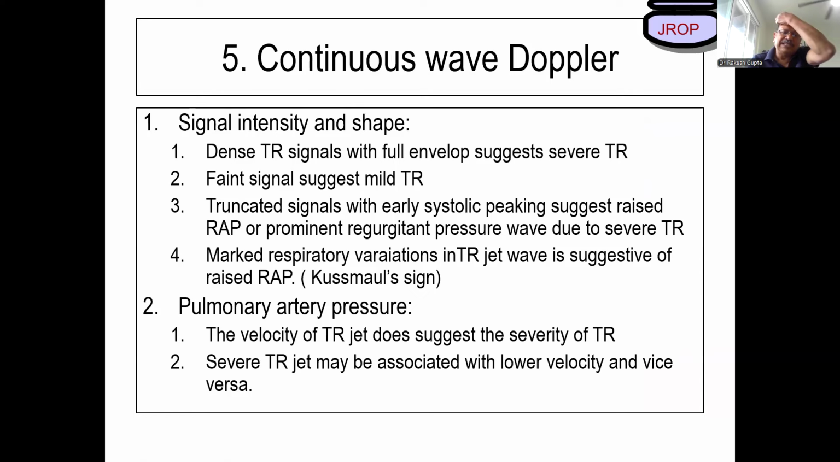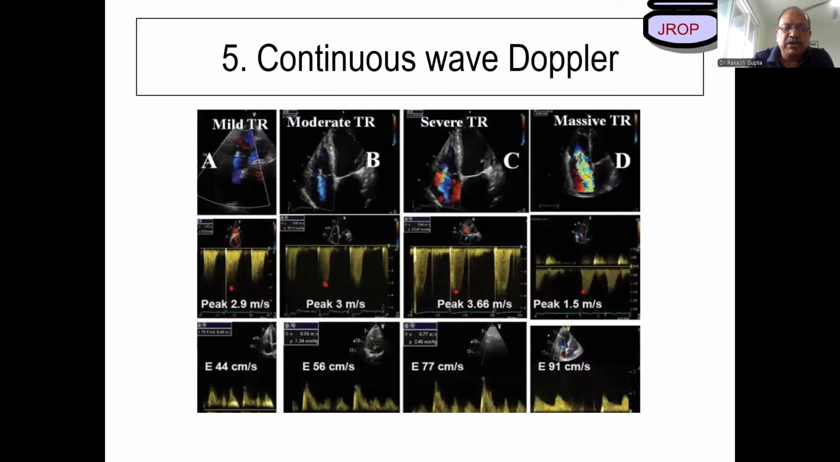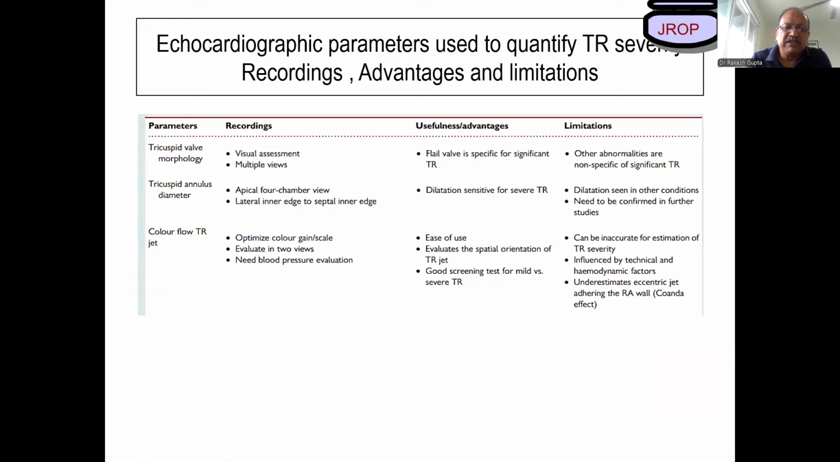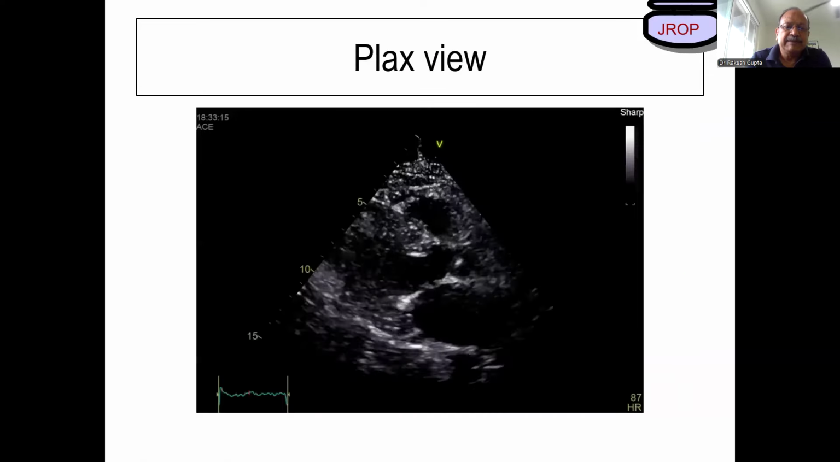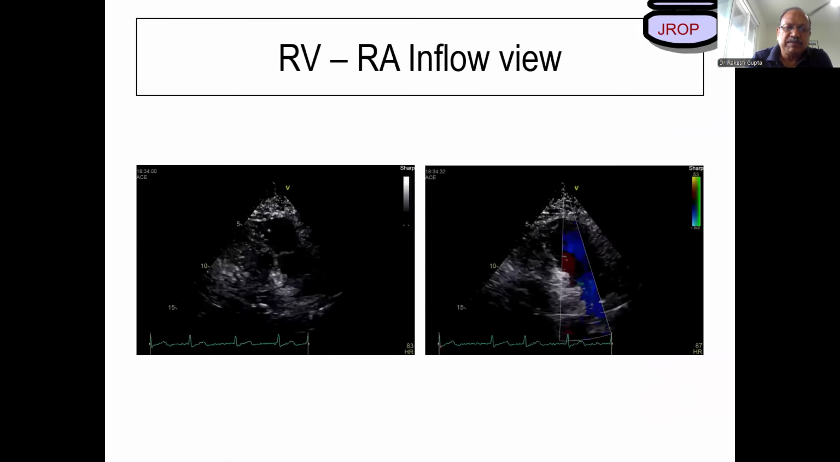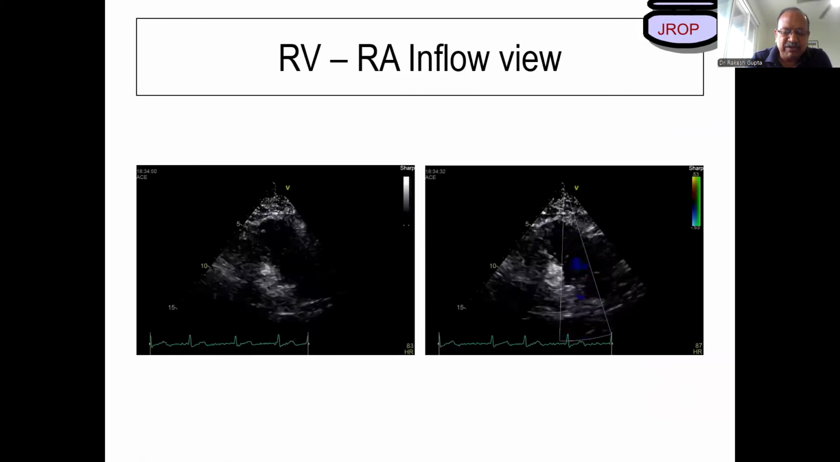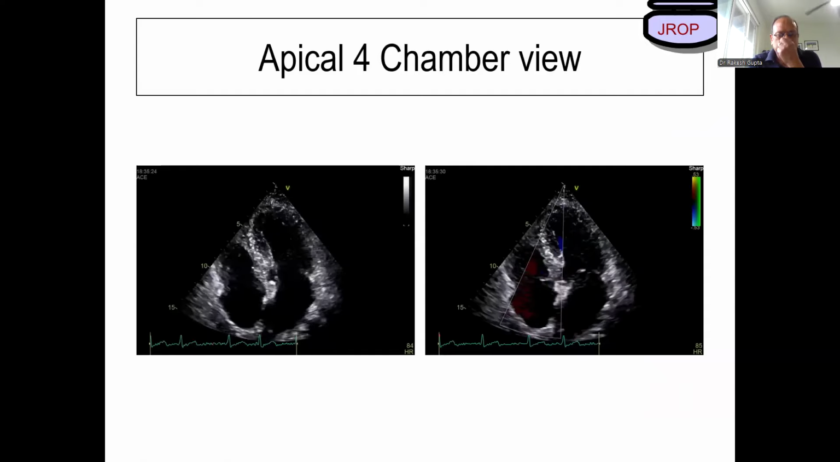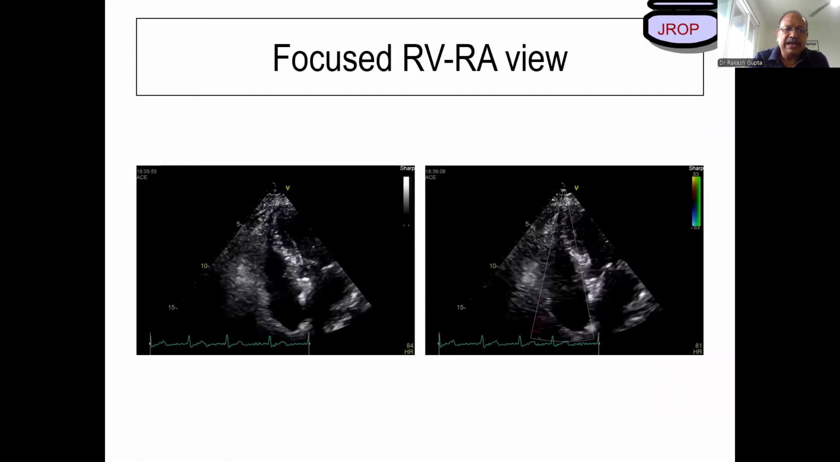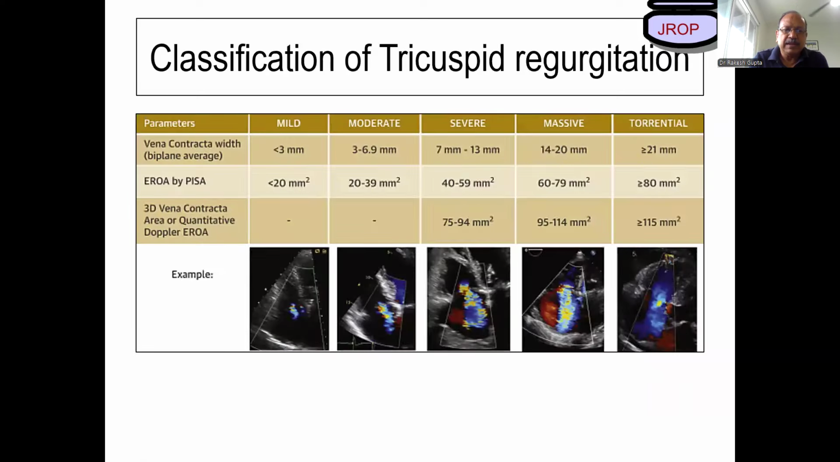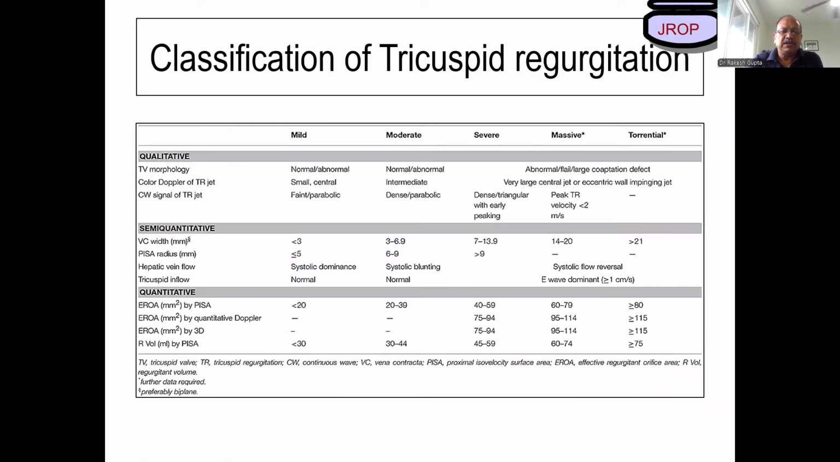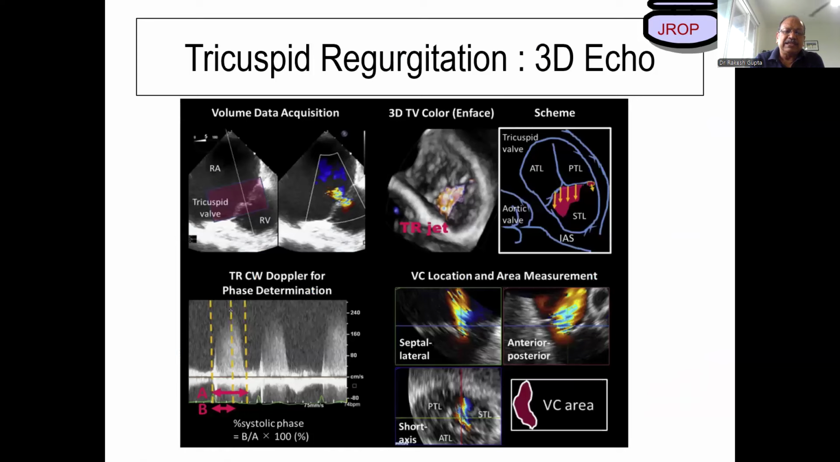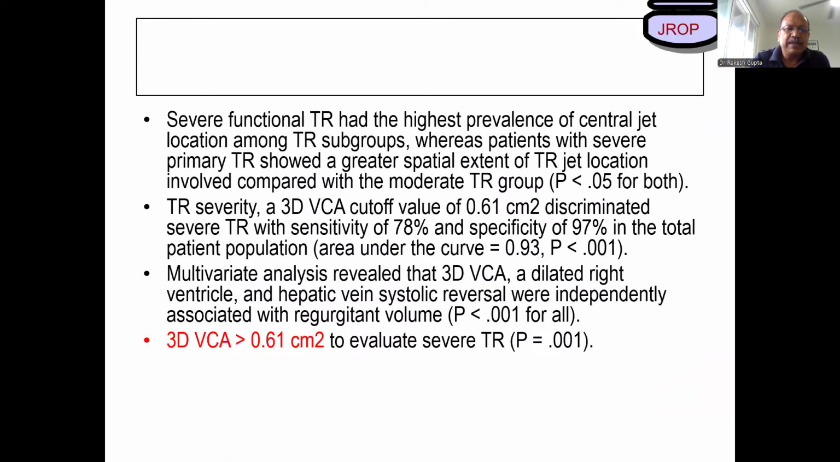Finally, continuous wave Doppler: dense signal of TR jet velocity and raised pulmonary artery pressure are significant of tricuspid regurgitation. The 5 windows we look at are: parasternal short axis RV inflow view, then parasternal short axis view at aorta, then 4-chamber view, then focused RV view, and lastly the subcostal window. Classification, I told you already: mild, moderate, severe, massive, and torrential. 3D area reconstruction could be a possible feature, but I'm not going to talk on this right now.